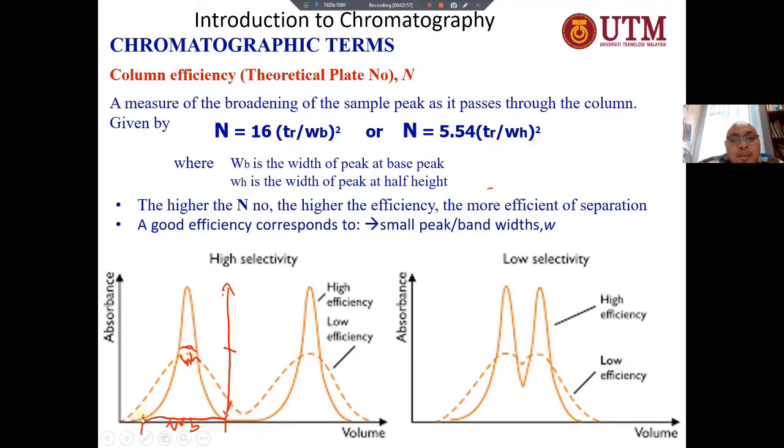When your column has a very good efficiency, the peak will not broaden. The peak becomes sharper, and the height of the peak will increase much compared to one with low efficiency. Then it will help the sensitivity of analysis. So where is the importance of having a very good efficiency?